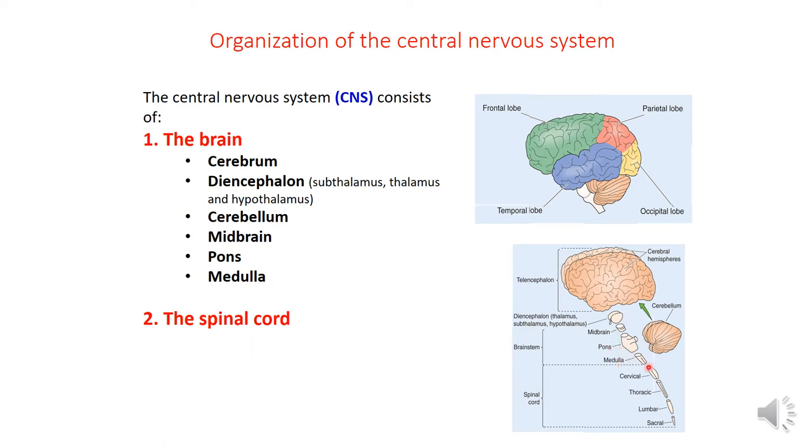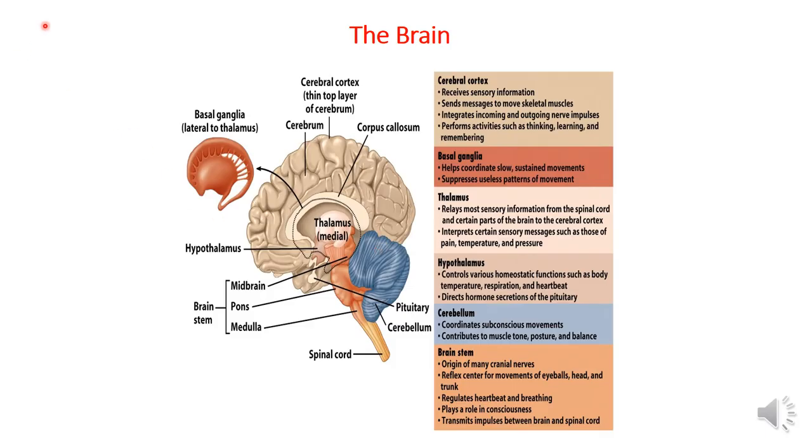The second part of the central nervous system is the spinal cord that includes 8 cervical segments, 12 thoracic segments, 5 lumbar segments, 5 sacral segments, and 1 coccygeal. And from the spinal cord, we have 31 pairs of spinal nerves arising from it. We have here the different parts of the brain and their function.